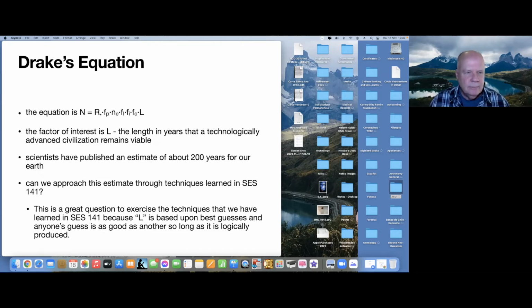So to refine this, or to maybe better understand this, can we approach this estimate of the L factor through techniques that have been learned in SES 141? This is a great question to exercise the techniques that we have learned in SES 141, I believe, because L is based upon best guesses, and anyone's guess is as good as another, so long as at least it is logically produced.